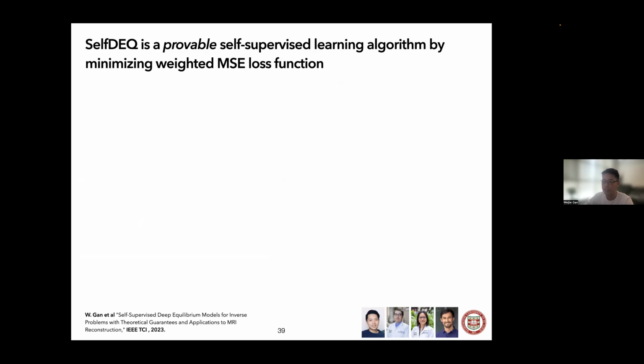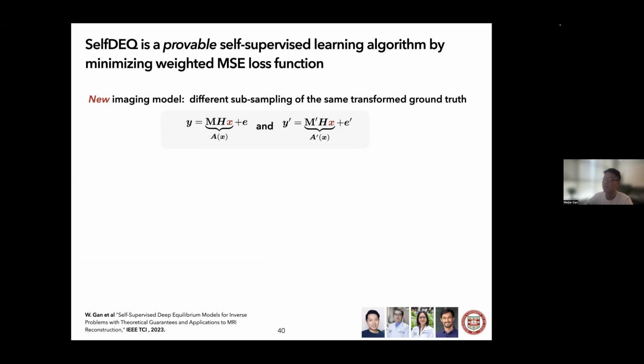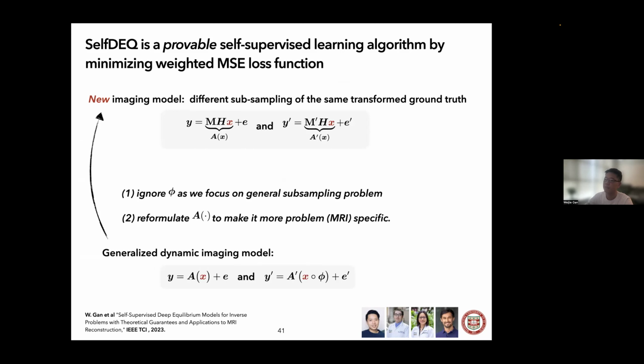It's called Self-DEQ: self-supervised deep equilibrium model for inverse problem with theoretical guarantee and application to MRI reconstruction. It's a very long title, I know. It considers a new imaging model, which is different from the previous model in two ways. The first is that we ignore the phi, because we are focusing on a more general subsampling problem rather than having motion or deformation in the imaging model. We try to simplify the question.